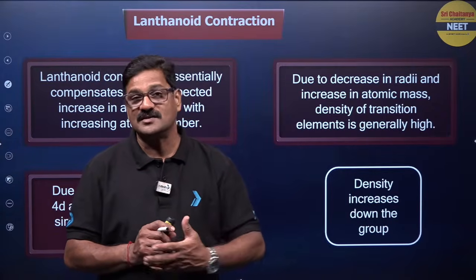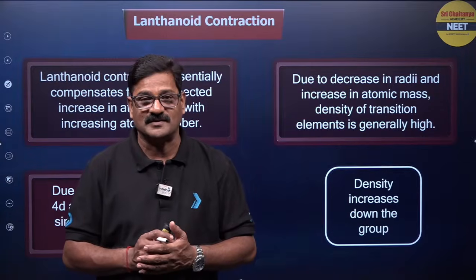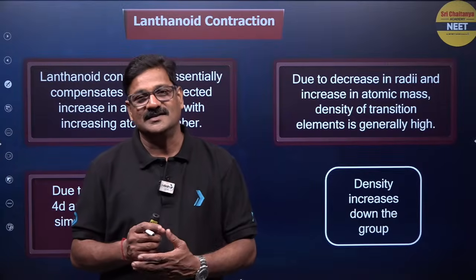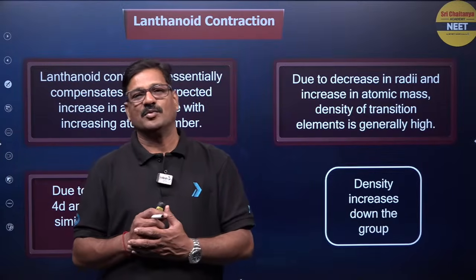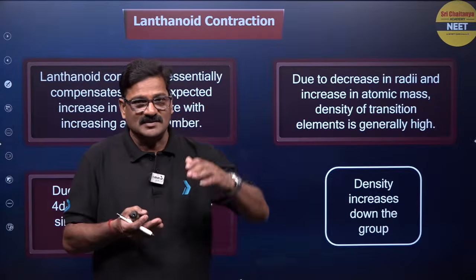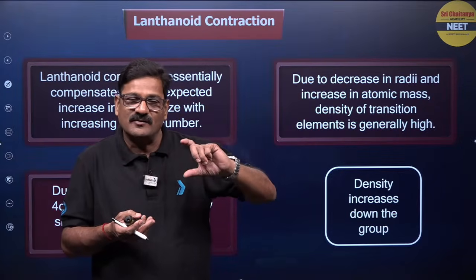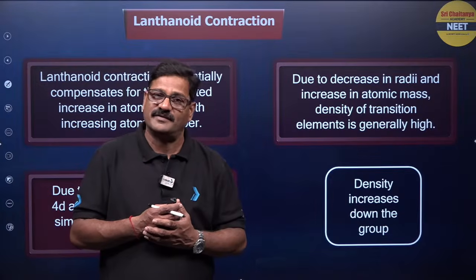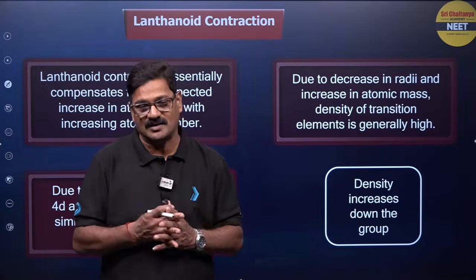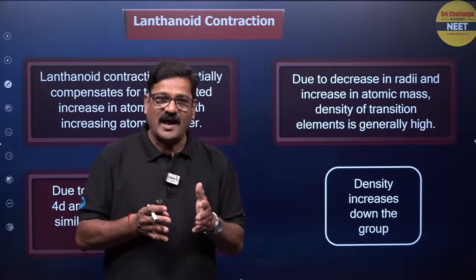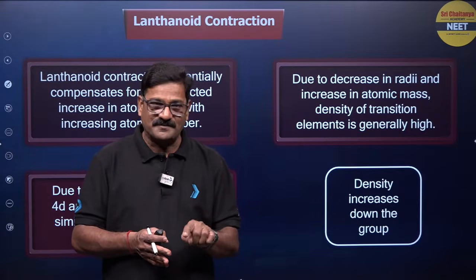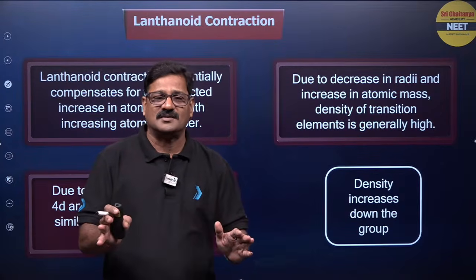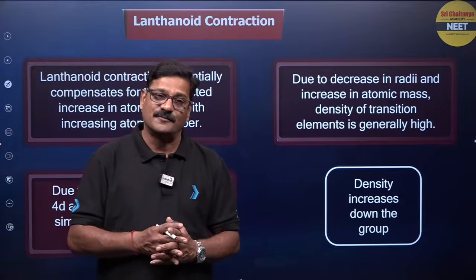So, lanthanoid contraction is due to the poor screening effect of 4f orbitals, and actinoid contraction is due to the poor screening effect of 5f orbitals. But of these two scenarios, actinoid contraction is more effective as compared to lanthanoid contraction. Why? In the actinoid contraction, 5f orbitals are responsible, and 5f orbitals have poorer screening effect as compared to 4f orbitals.